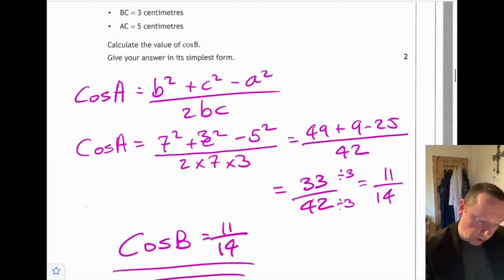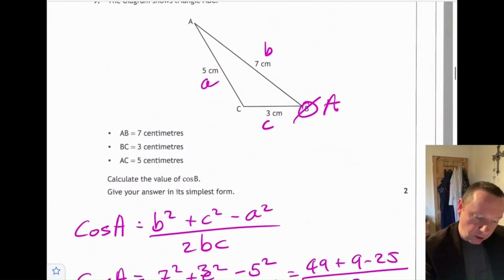That's my answer. I wanted to change it to cos A and change the letters to make it make more sense to me, because we're using cos A as the formula.